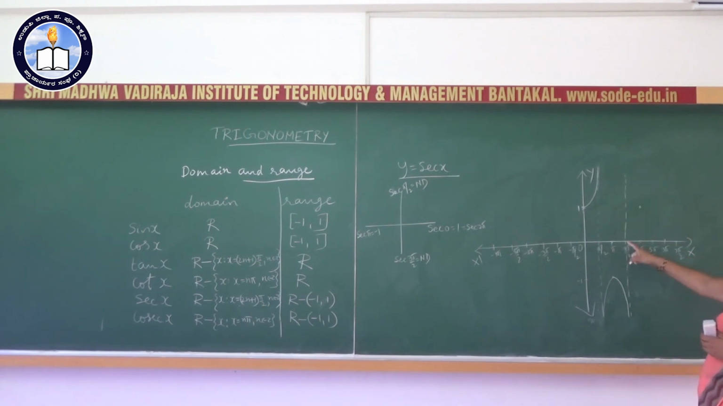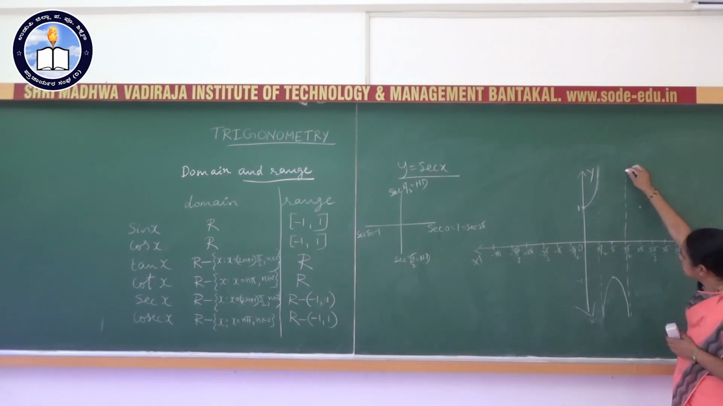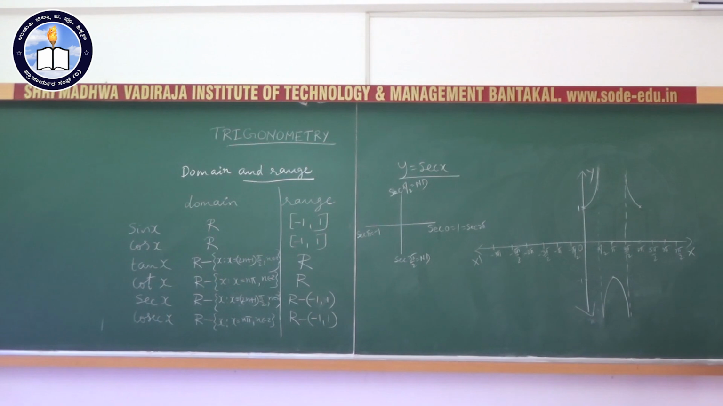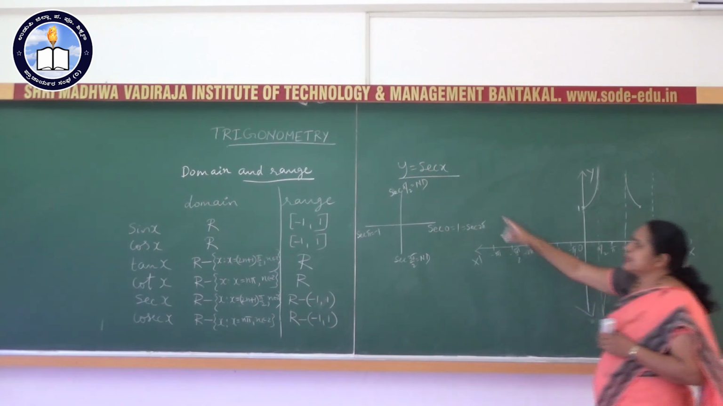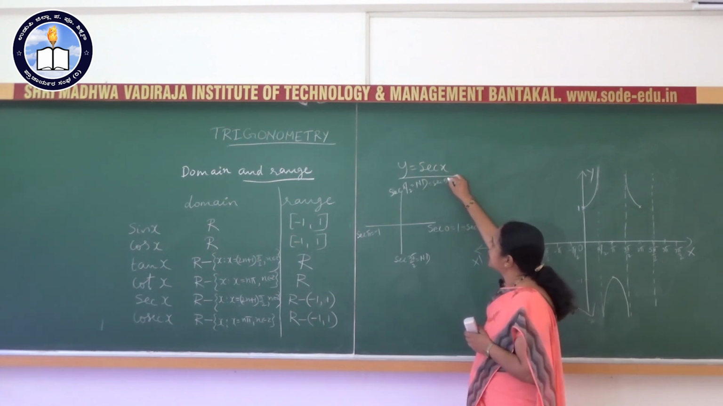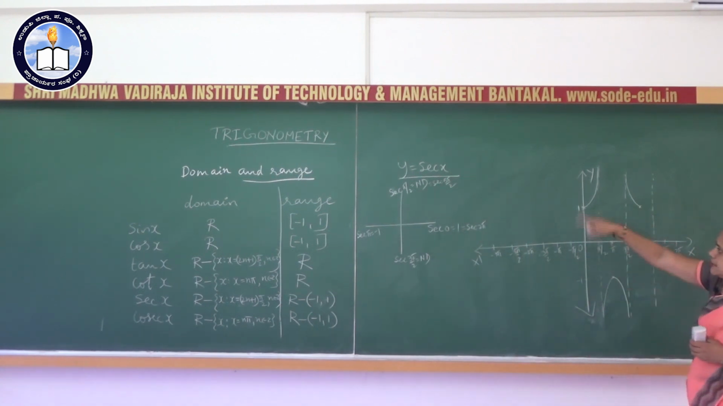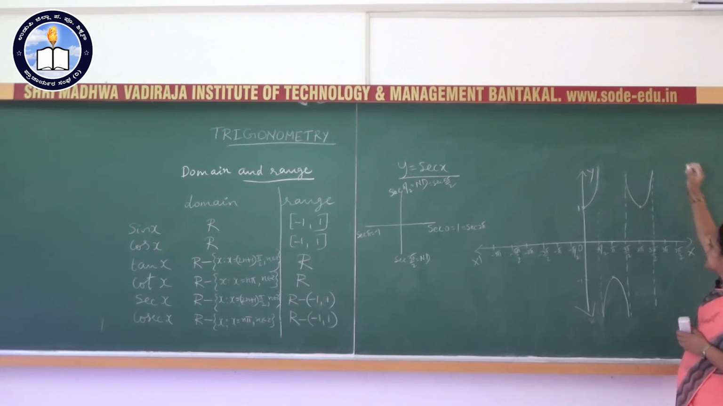From 3 pi by 2 to 2 pi, it's the fourth quadrant. In the fourth quadrant, secant theta is positive, so the graph lies completely above 1. Secant 5 pi by 2 is not defined. In the first quadrant, secant theta is positive. Secant 3 pi is minus 1. This is the second quadrant, and the graph lies completely below.